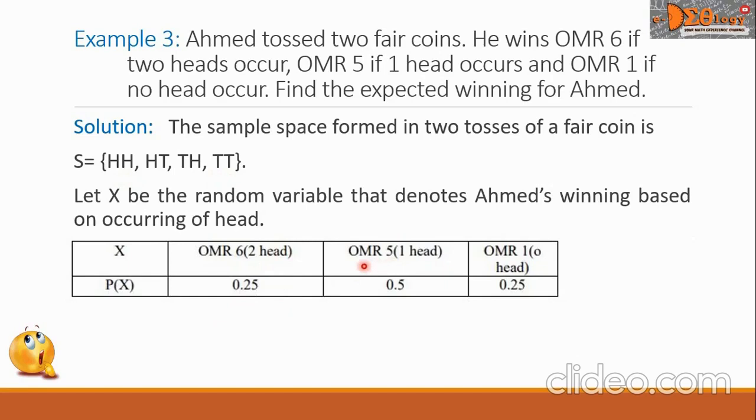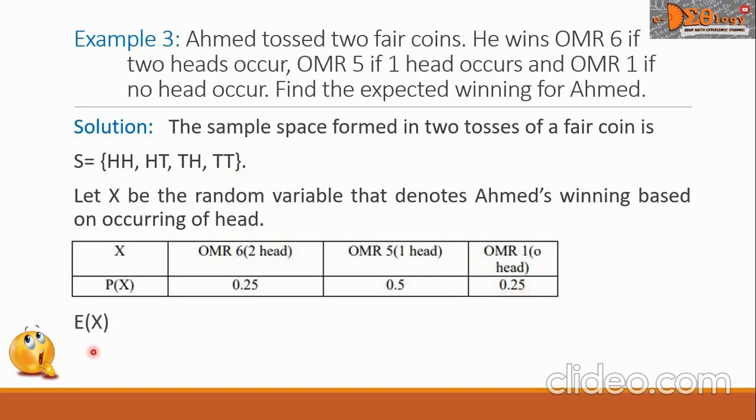Next, for the 5 Omani Riyal, it corresponds to 1 head. In our sample space here, there are 2 sample points that correspond to 1 head. And those are HT and TH. It means probability is 2 over 4. And that is 0.5. For 1 Omani Riyal, that corresponds to 0 head. We have here 1 sample point, the TT, that corresponds to that. So the probability is 1 over 4, and that is 0.25.